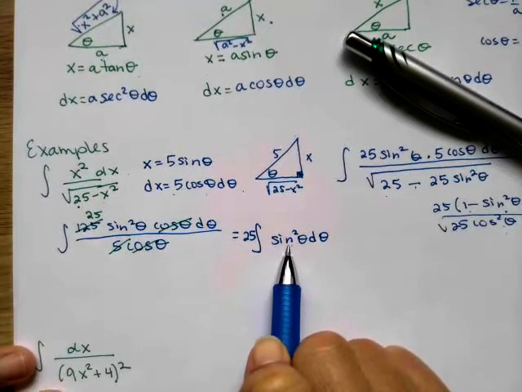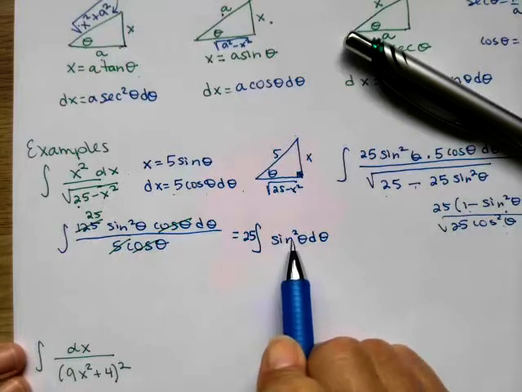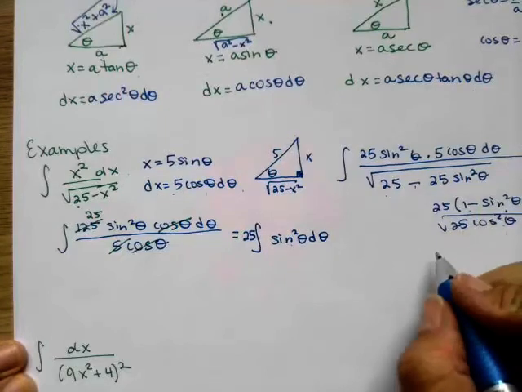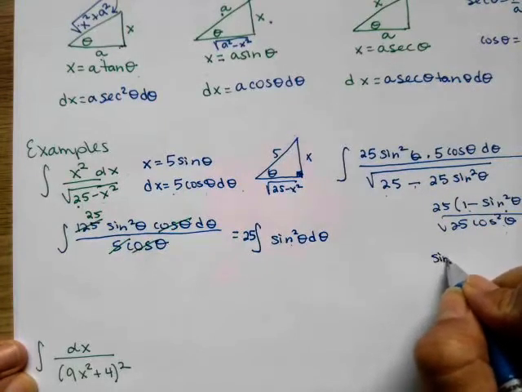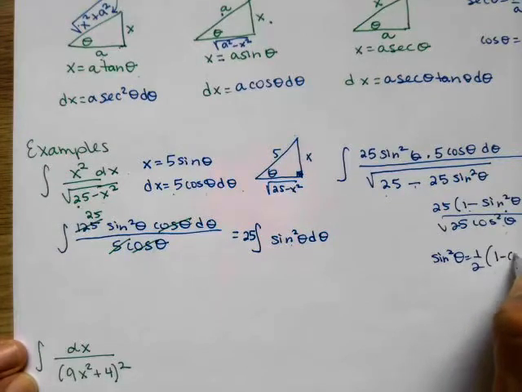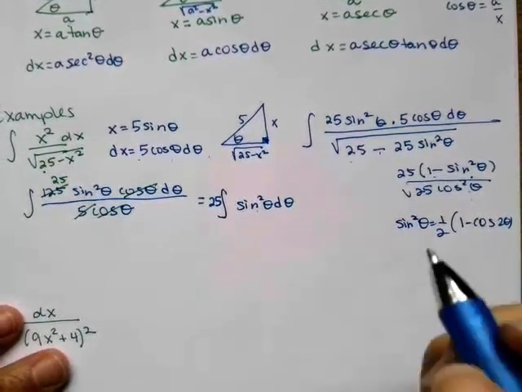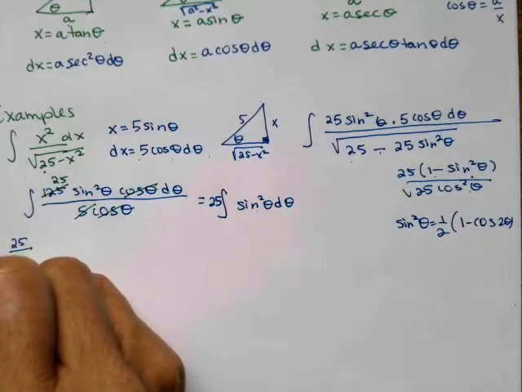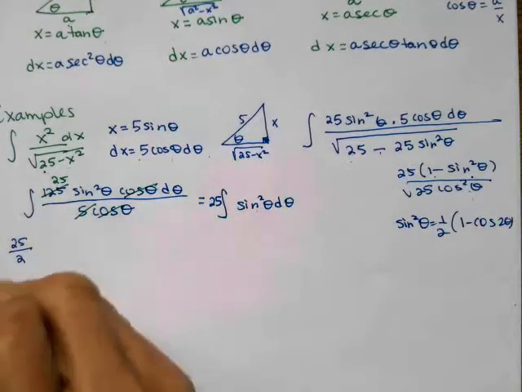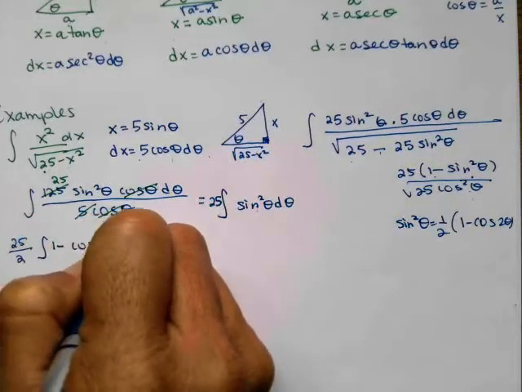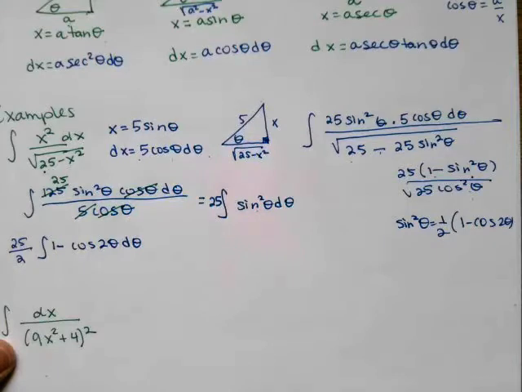So that means we need to use our double angle formula to get this down to a linear factor of sine. So sine squared theta, remember, is 1/2 times 1 minus cosine 2 theta. So we'll go ahead and make that change. So 25, I'll go ahead and take that half and move it out here underneath my 25. So now I'm integrating 1 minus cosine 2 theta d theta. Okay, that one we can do.